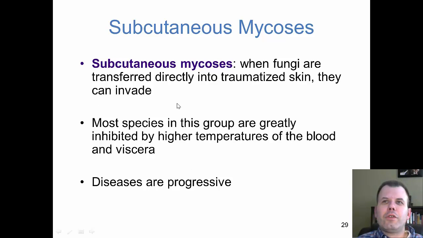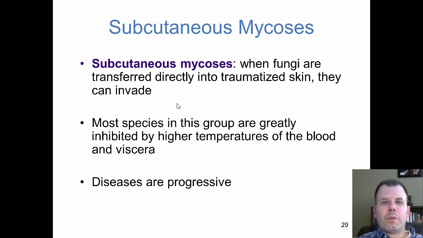And again, this is transferred directly to traumatized skin, and they can invade. So typically we associate these with puncture wounds, infections with abrasions, cuts, deep wounds, and that stuff. Again, brought in by spores. Most of the species in this group are greatly inhibited by the higher temperatures of the blood and viscera, so they remain in the skin and don't get very far.